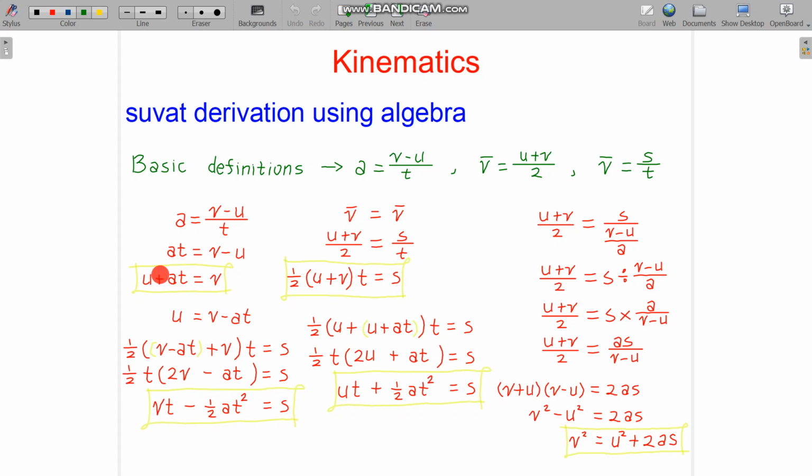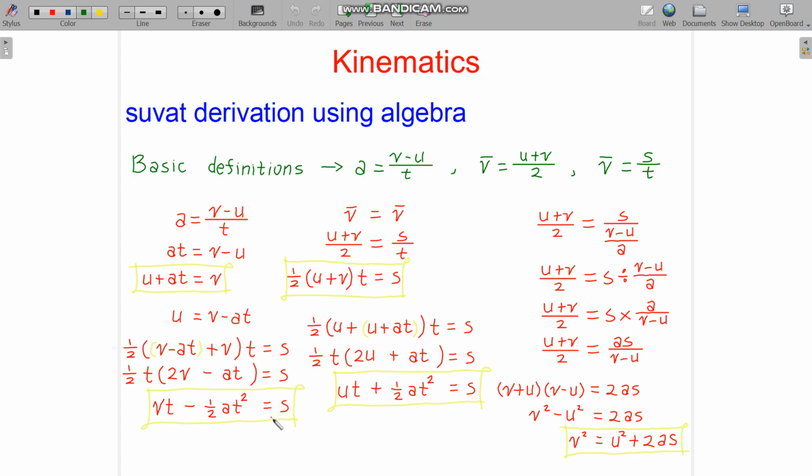So from this formula we can just move the at to the right, u equals v minus at. So now we can replace this u with v minus at. So we have 1/2 (2v minus at) times t. After multiplying and expanding, we get vt minus 1/2 at squared.